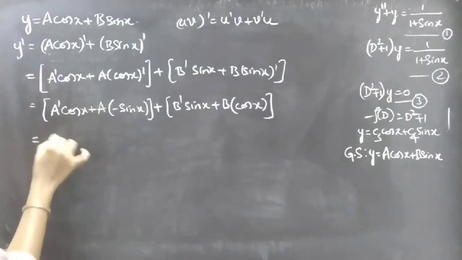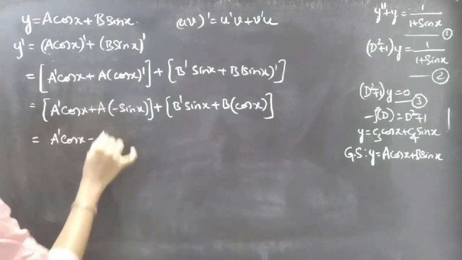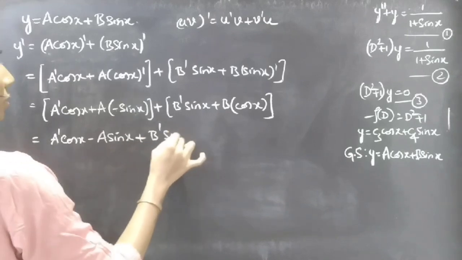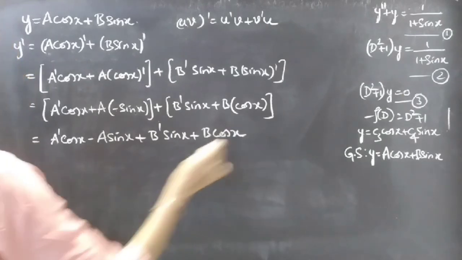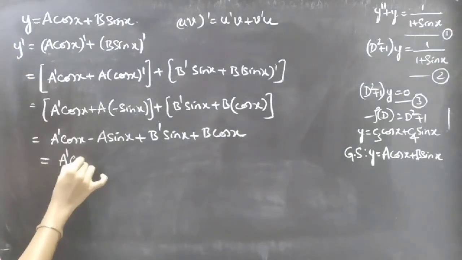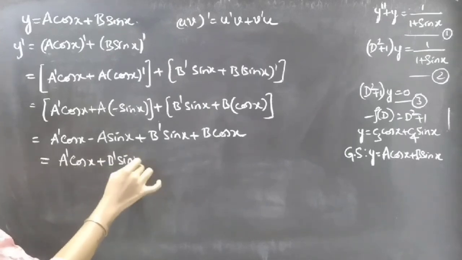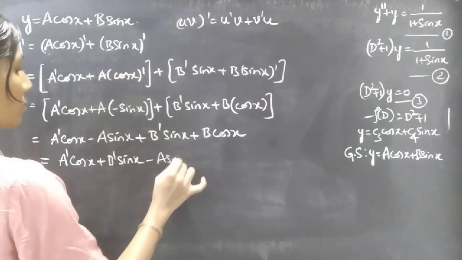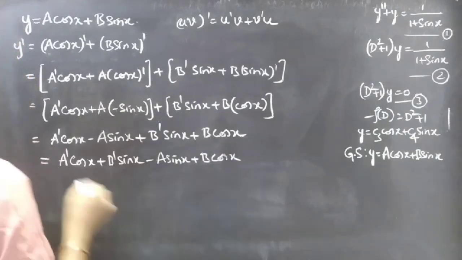This gives us a dash cos x plus a into minus sin x, so minus a sin x, plus b dash sin x plus b cos x. Now write the terms involving a dash and b dash. We have a dash cos x plus b dash sin x. Now write the terms involving a and b. Minus a sin x plus b cos x. Okay.